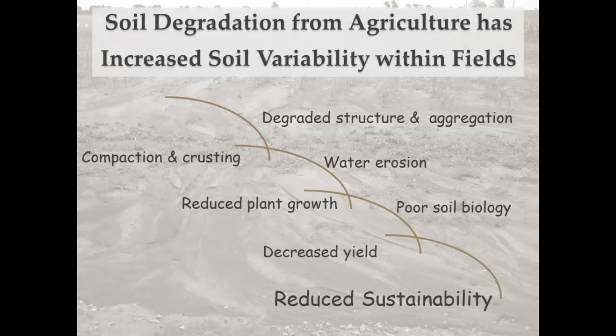As a result of that, early settlement and tillage, cultivation of agricultural soils, we saw tremendous soil degradation. I like this slide because it shows the cascading degradation from degraded structure and aggregation, compaction. You get the water erosion, reduced plant growth, poor soil biology, and eventually it really eats away at the potential for growing crops on these soils and reduces sustainability.